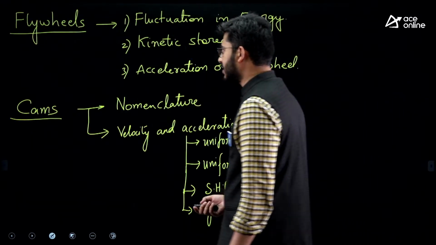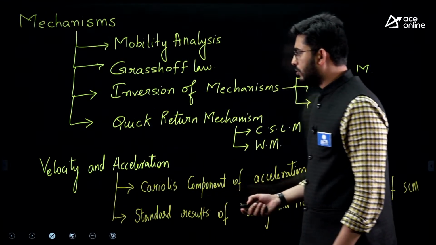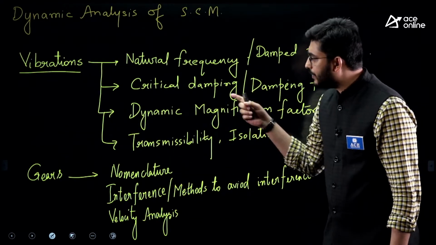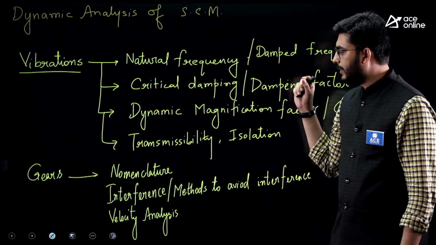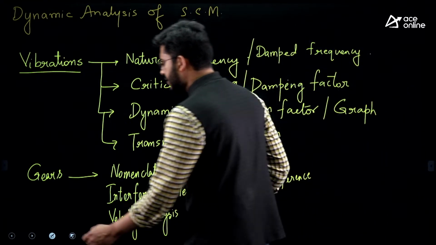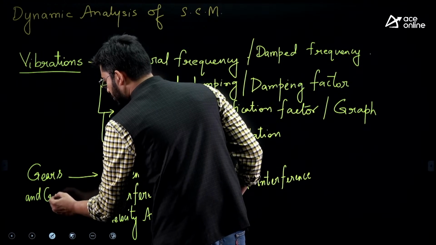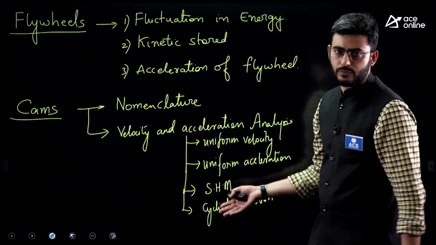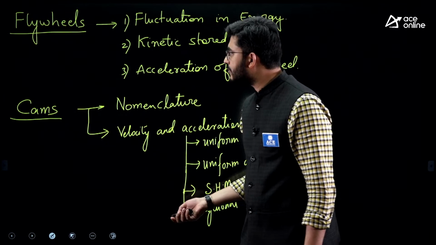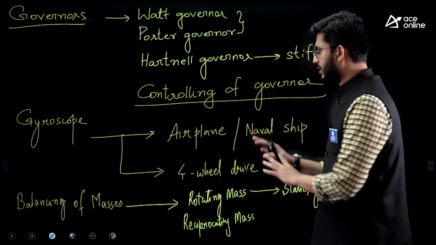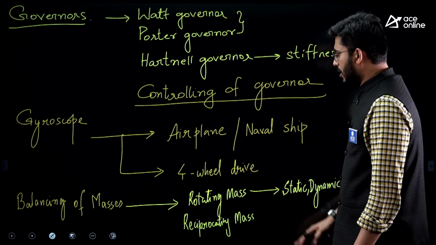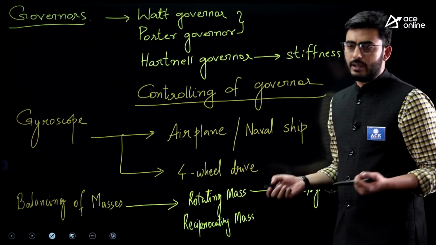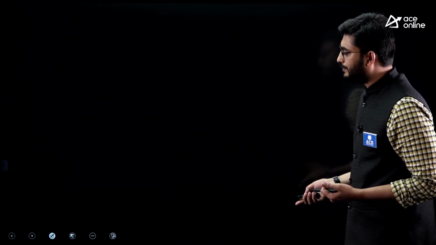By suggestion, if you ask how to prepare, I would go in this sequence: I'll start first with mechanisms. Then I'll go with the vibrations chapter, and then gears and gear trains, where gear train is also included. Once these three chapters are completed, you can switch to the remaining five chapters, that is flywheel, cams, governor, gyroscope, and balancing of masses. These are going to take very little time.